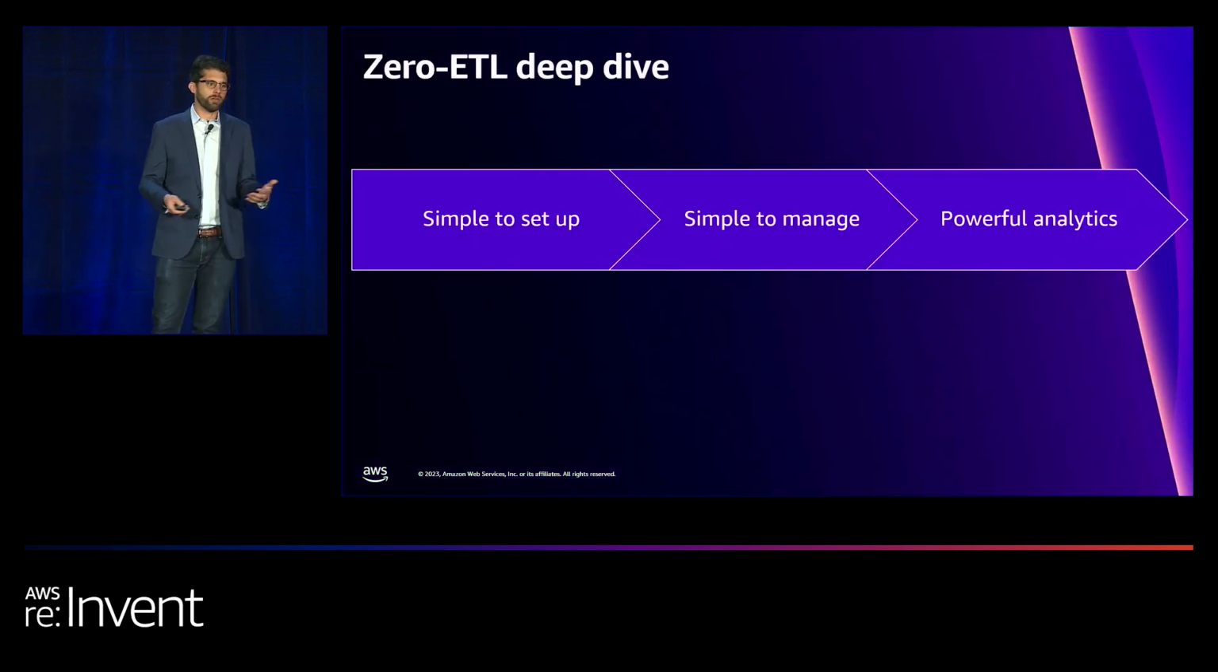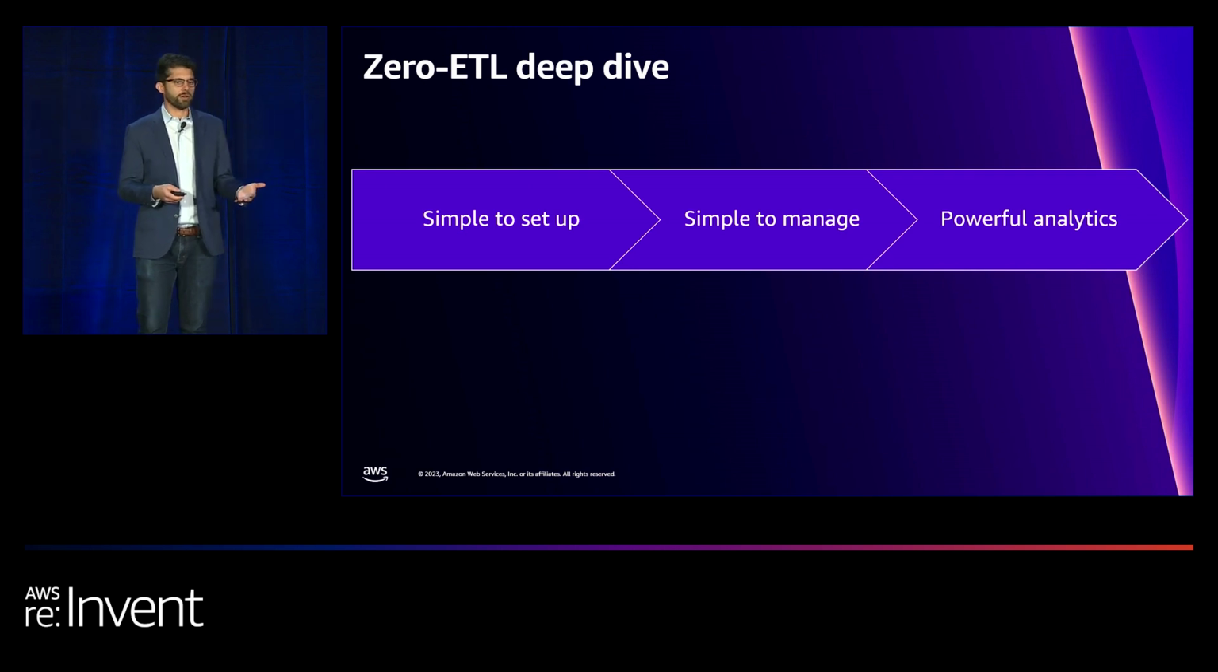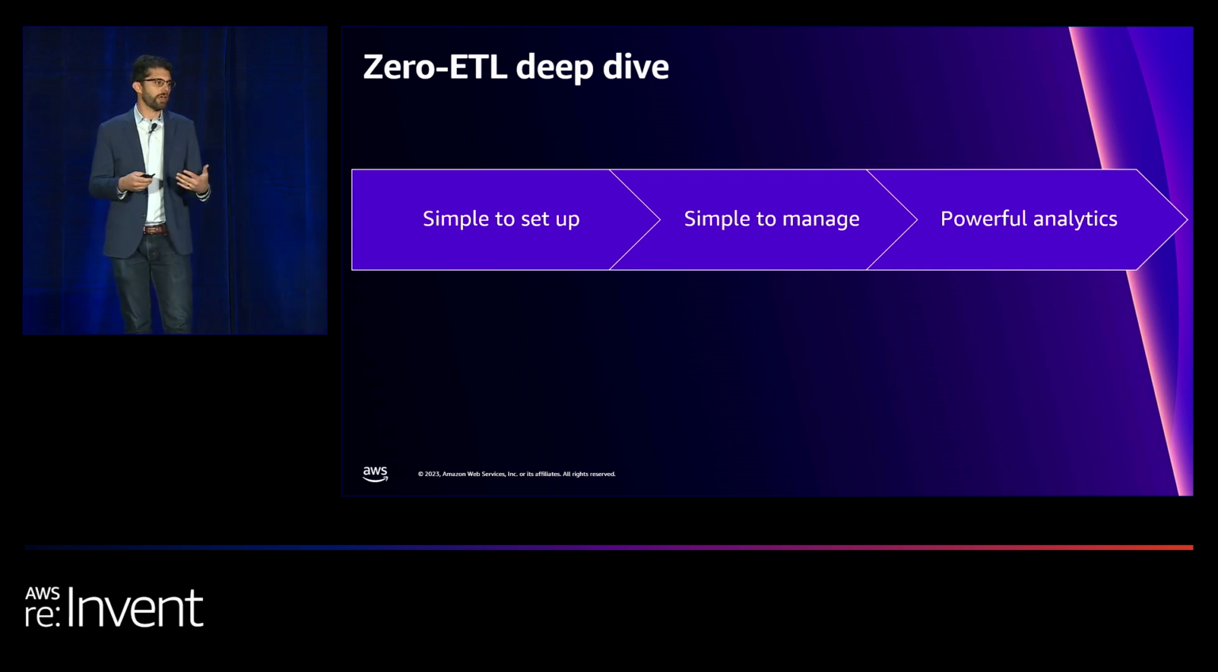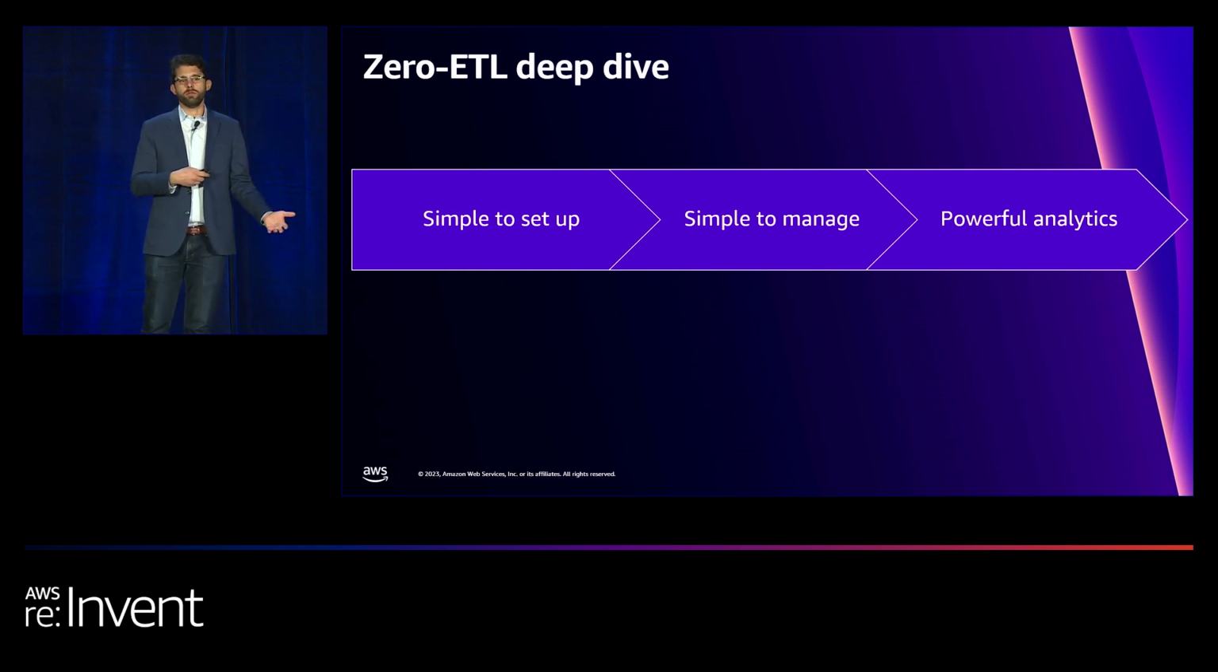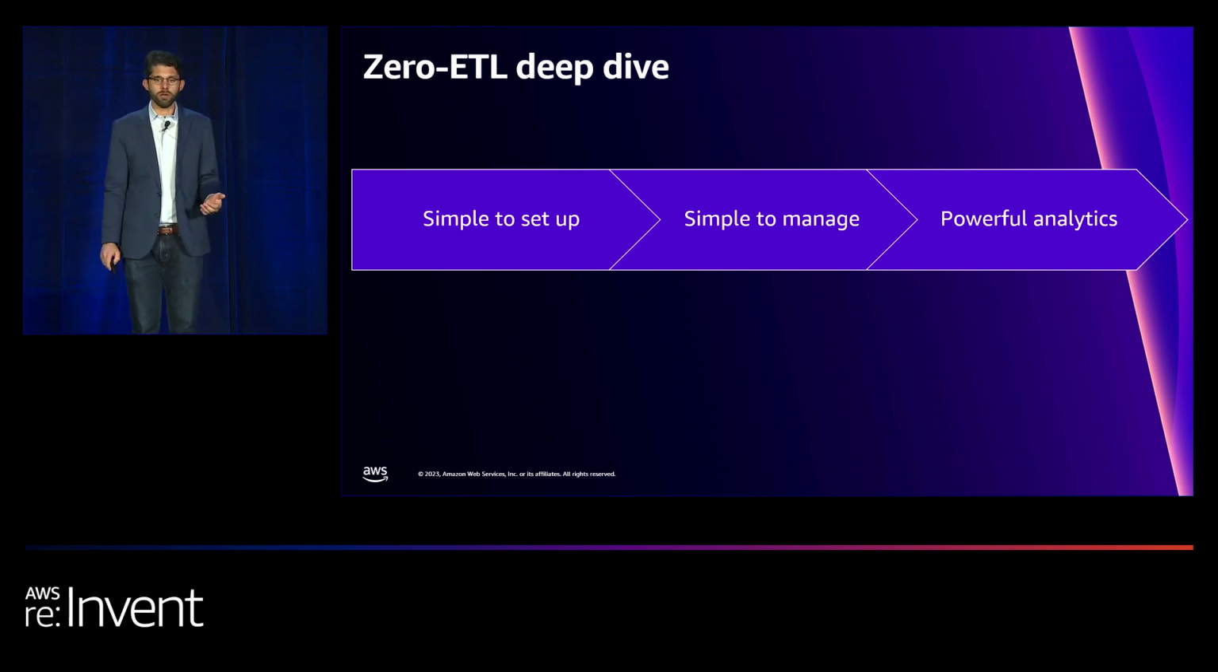So we'll break this up into three sections. First, we'll talk about how it's simple to set up an integration. Then we'll talk about how it's simple to manage that integration, and we'll take a peek under the covers a little bit and look at what's going on behind the scenes once you click that Create Integration button. And then we'll talk a bit about what you do with that data once it's in Redshift. Sound good? Cool.